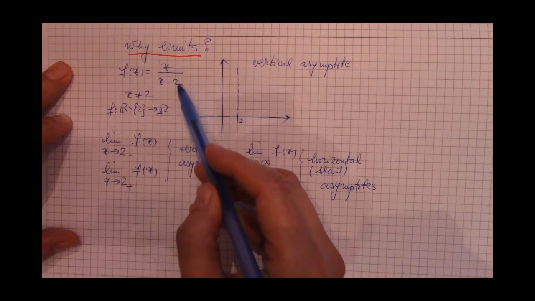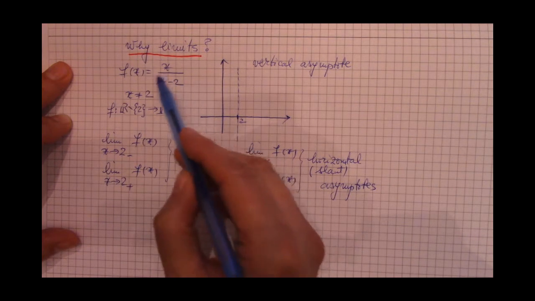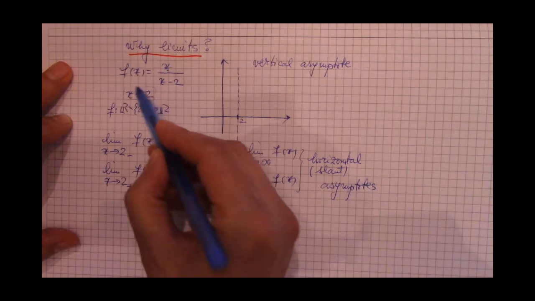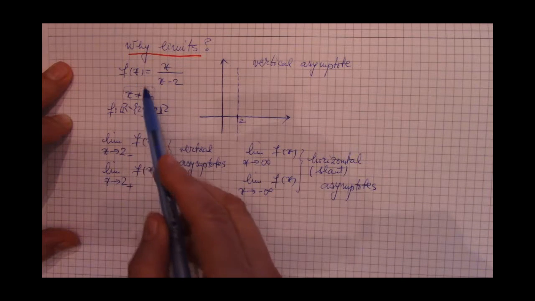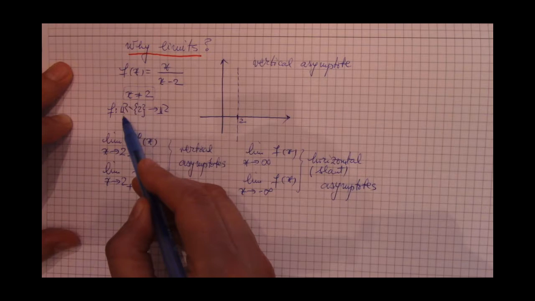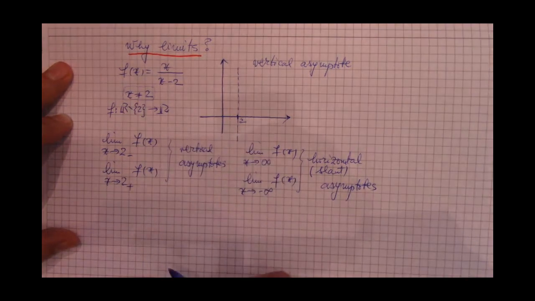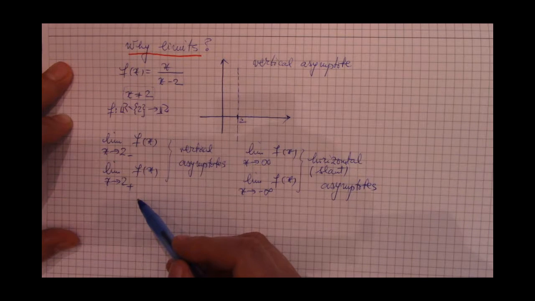This function is actually a fraction, and the denominator of it contains the variable x. So we want to make sure that we do not divide by 0, so x has to be different from 2. If we want to write the function as it should be, we should say the function f is defined on the set of real numbers minus the point 2 with values into the set of real numbers.